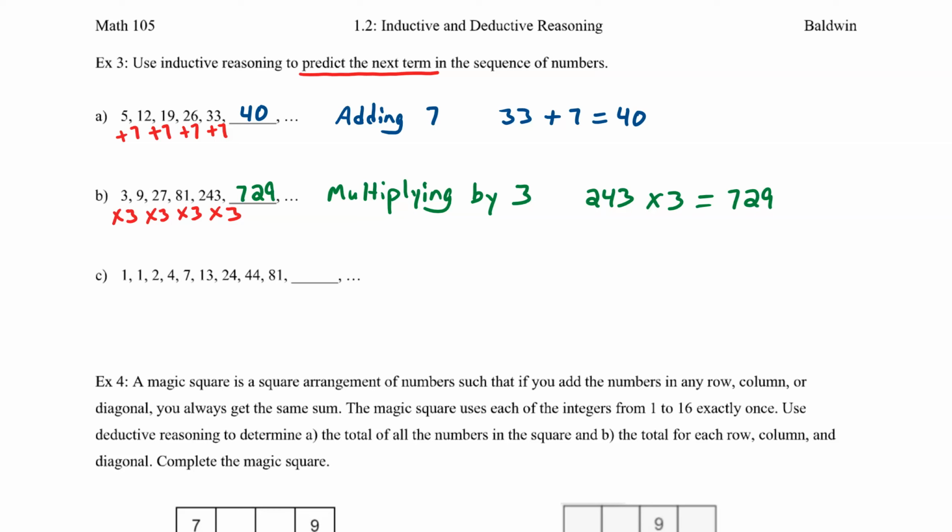And the last one we have, for part C, is 1, 1, 2, 4, 7, 13, 24, 44, and 81. At first glance, this one doesn't have a clear, consistent pattern like part A and part B. So this one's really going to make us dig deep and tap into that inductive reasoning.